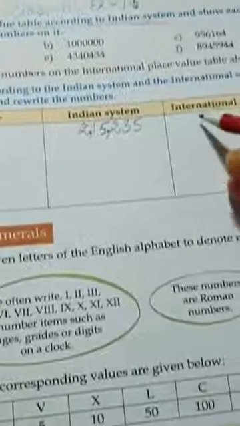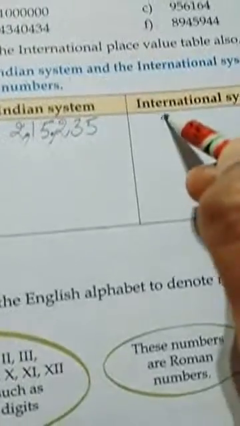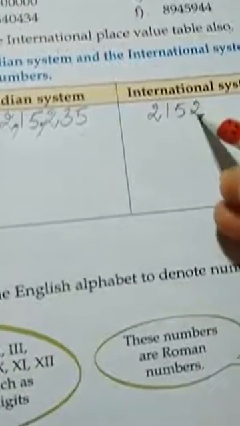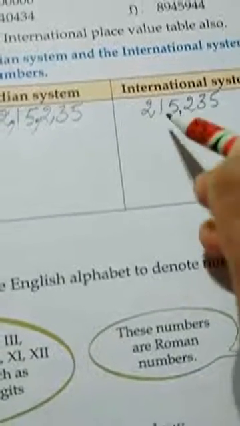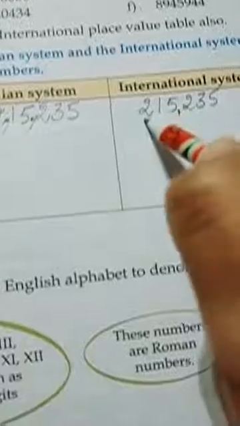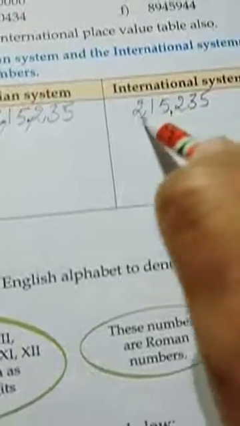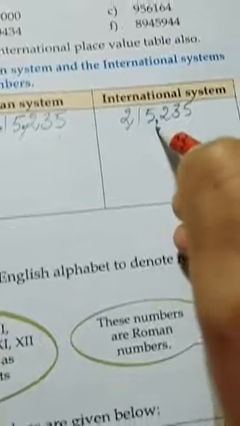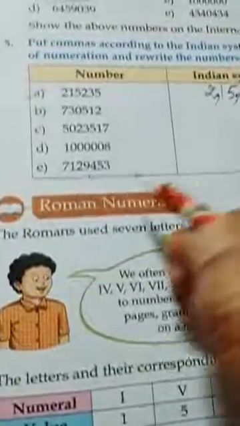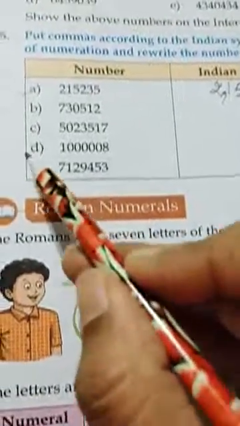Now according to the international system, how will the commas be used? Ones, tens, hundreds, a comma will be used. After that thousands, ten thousands, hundred thousands are there, so we will not separate these with a comma. So only one comma will be placed here. Now we will do one more part, the D part.